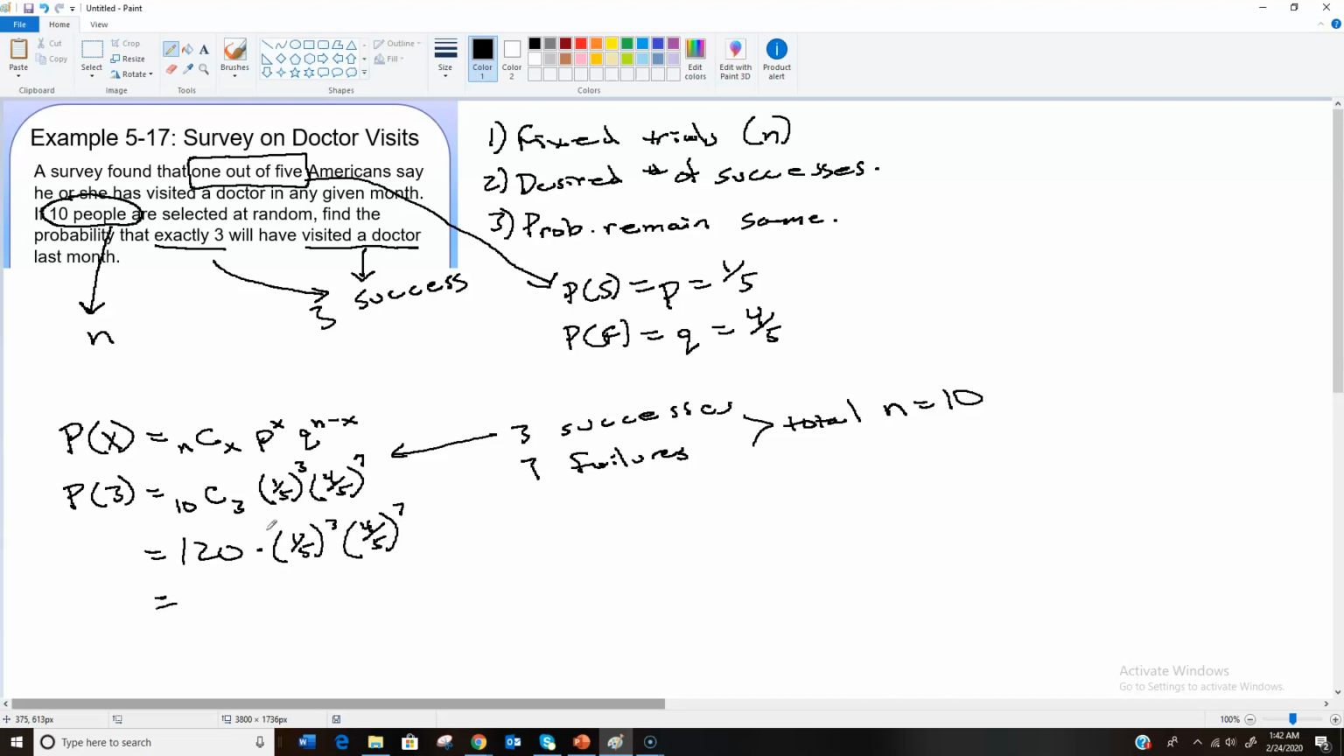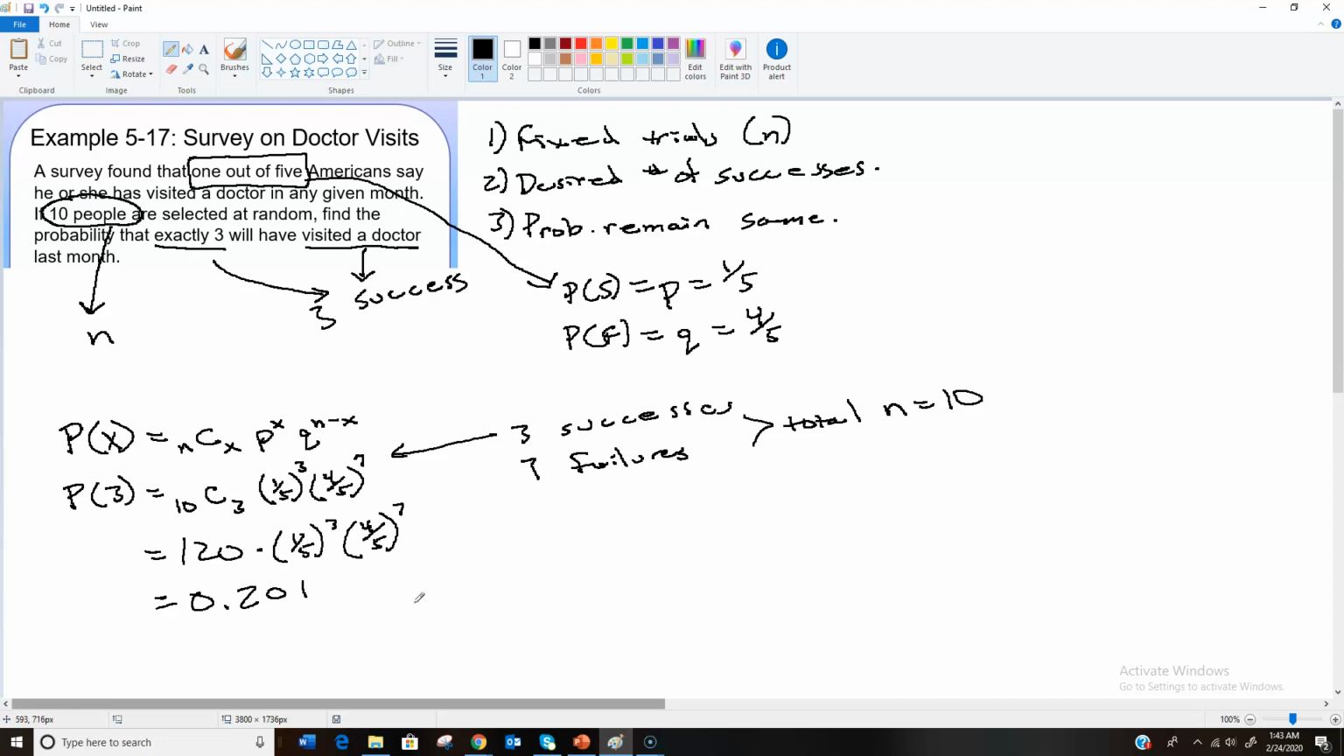If you do that correctly, you should get a total of 0.201. So just slightly over 20%. So again, what we're saying here is that if we pick 10 people with this probability set at 1 out of 5, 10 people, we have a 20% chance, or a little bit better than 20% chance, that exactly 3 of those 10 people will have visited a doctor in the last month.